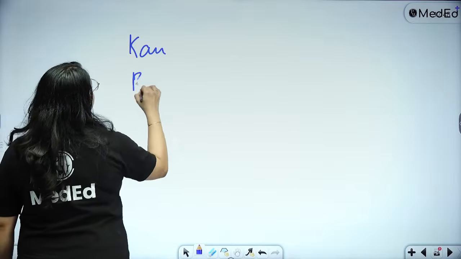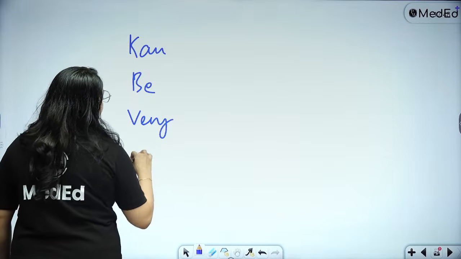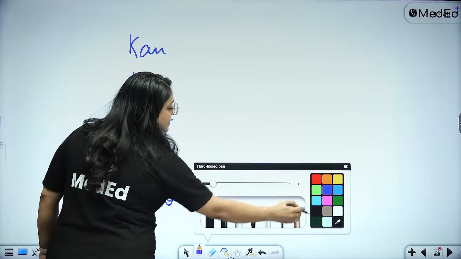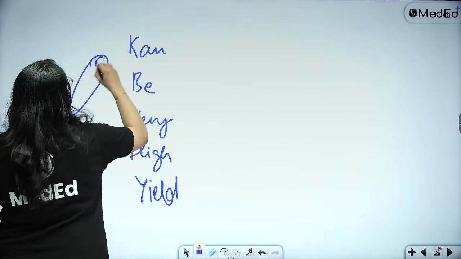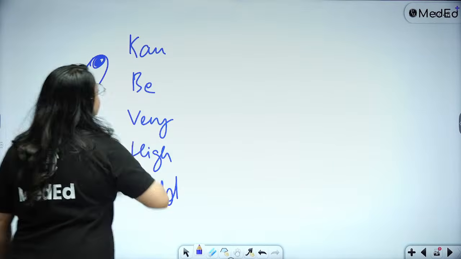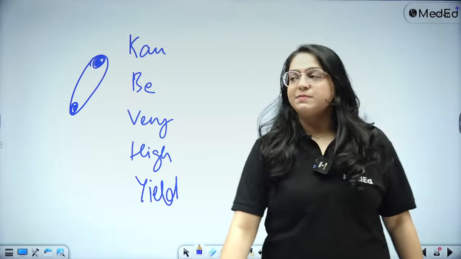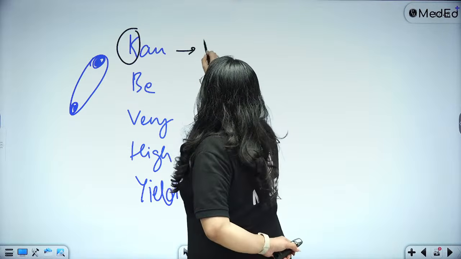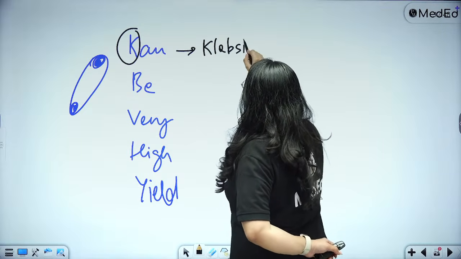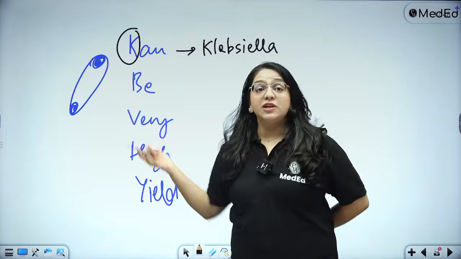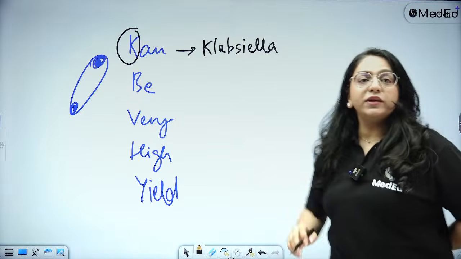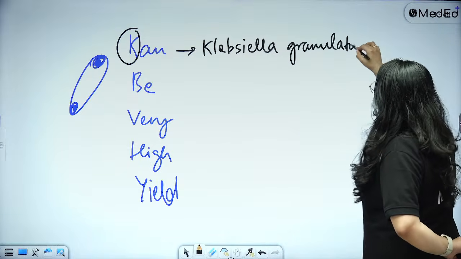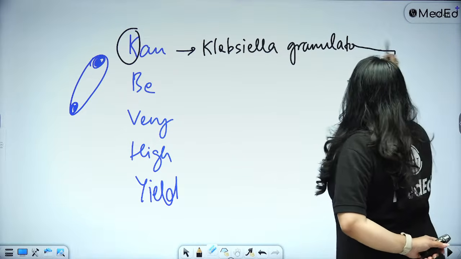Can be very high yield. What are these? These are all your bipolar staining bacteria, examples of bipolar staining or safety pin appearance bacteria. So, K for Klebsiella. But of course, life is not so simple, and this is also a special kind of staining. So it cannot be pneumonia. It has to be Klebsiella granulomatis. And we have just seen what granulomatis causes?